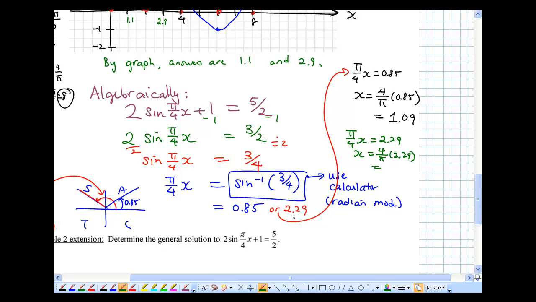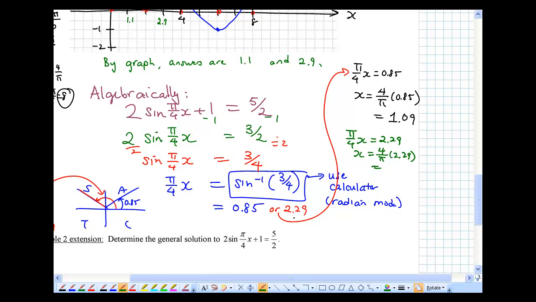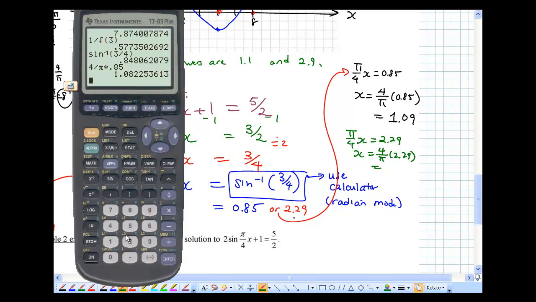By the way, that singing is not me, it's my water kettle. Oops. It's finished boiling. So, back to my calculator.